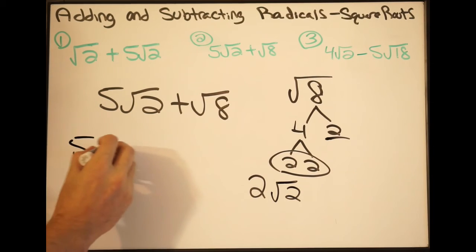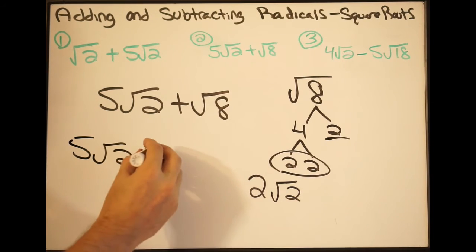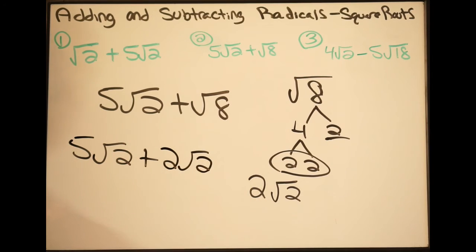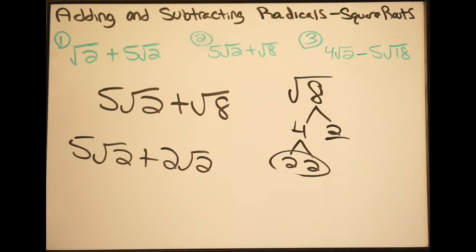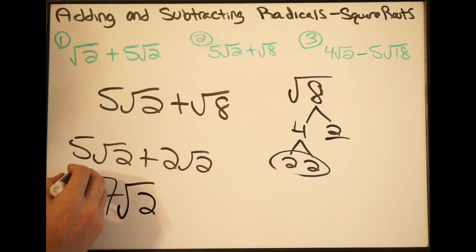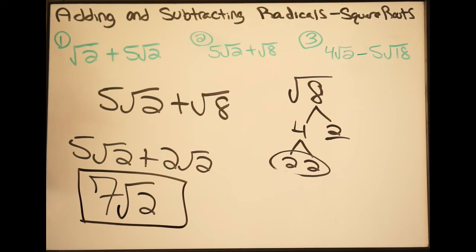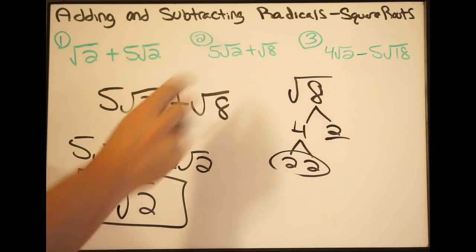So we have 5 square root of 2 plus 2 square root of 2. Okay? Now, we have the same index, yes, and we have the same radicand. So now we can go ahead and perform the operation. So we do 5 plus 2, which is 7. And again, your radicand does not change. It's just the square root of 2. All right, here it is. This is our final answer. All right, let's take a look at number 3.